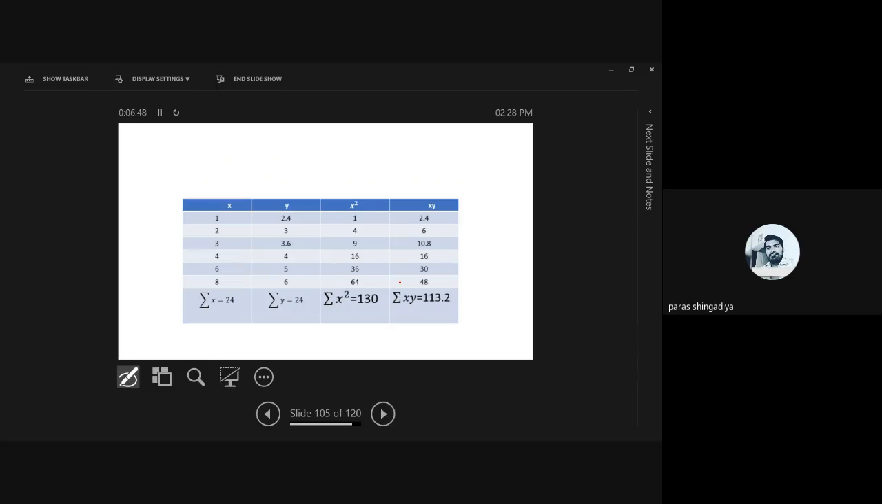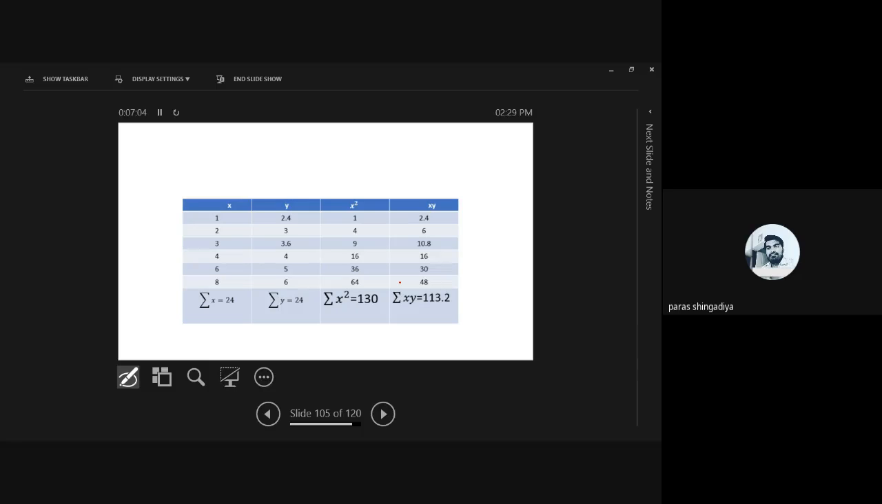So find the total of x, that is called sigma x. That is the total x: 1, 2, 3, 4, 6, 8. Then find the total of y: 2.4, 3, 3.6, 4, 5, 6. Find the total y, that is 24 you will get.